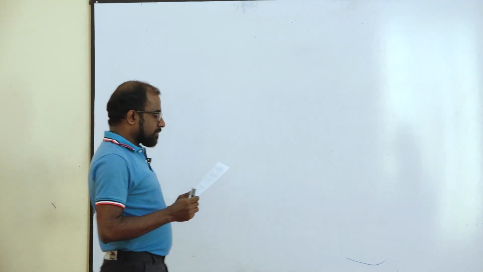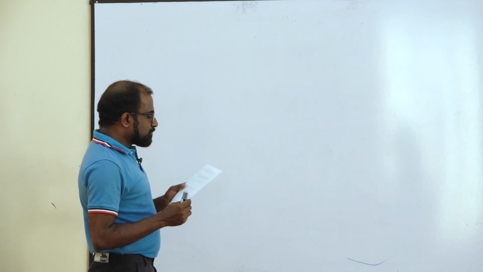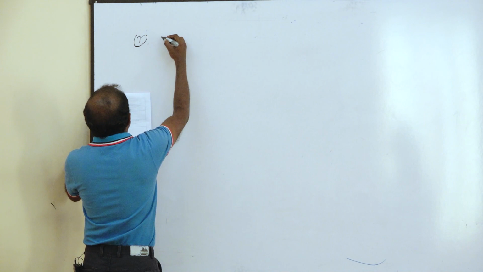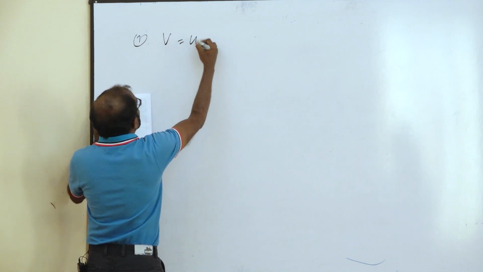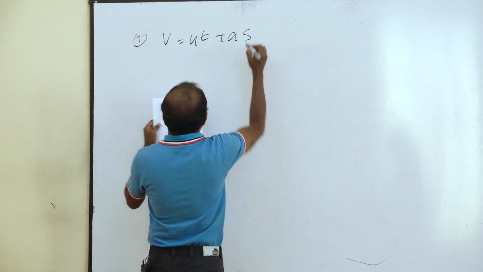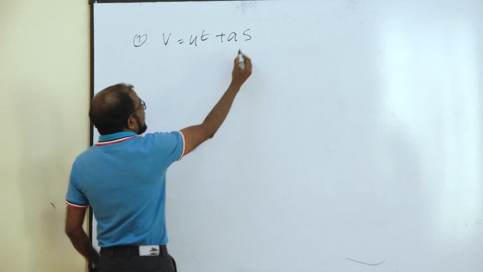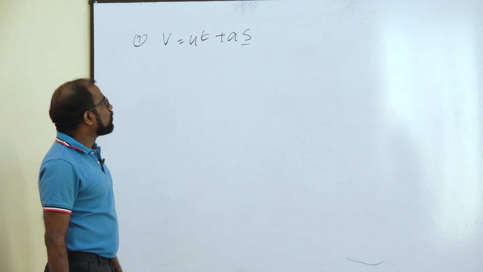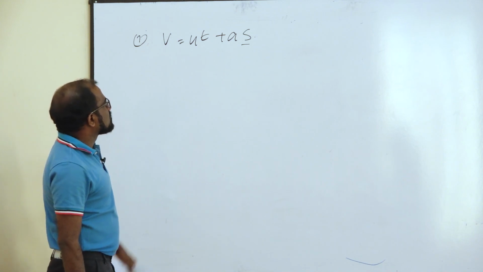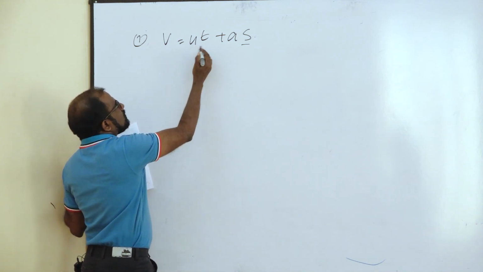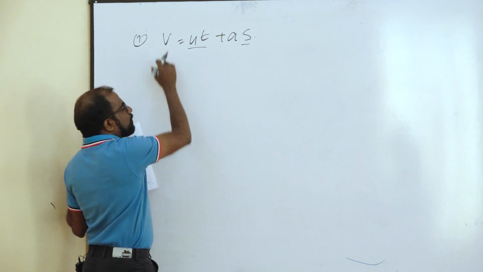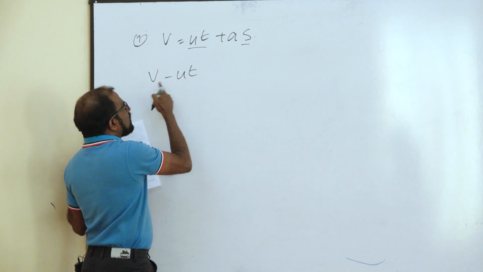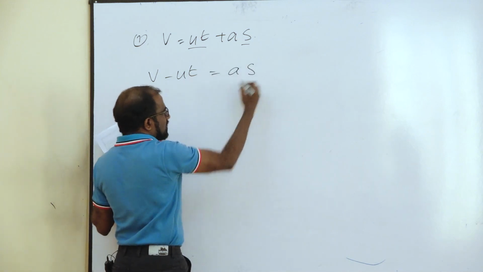Question number 7. Make S the subject of the formula. V equals u t plus a s. You are asked to produce S. S should be made the subject of the formula, right? So what shall you remove first? This one. ut can be put to the other side. Plus ut comes this side as minus ut. V minus ut equals as.